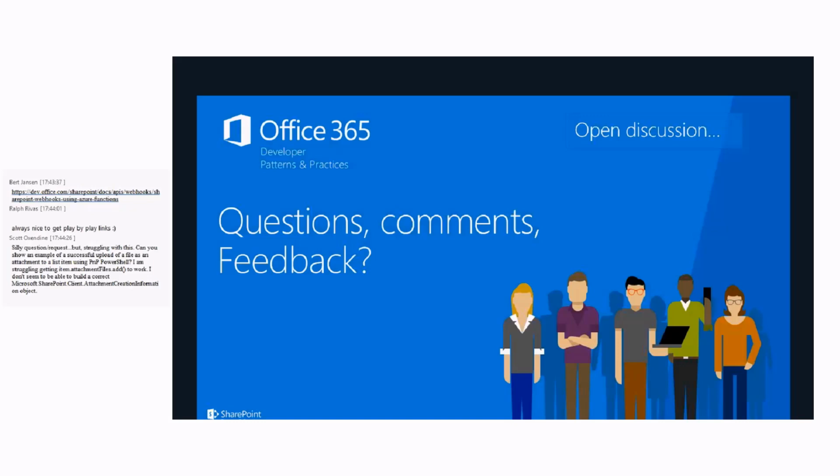Silly question / request, but struggling with this. Can you show an example of a successful upload of a file as an attachment to an item using PnP PowerShell? Struggling to get the item attachment files to work. I don't seem to be able to build a correct creation information object.